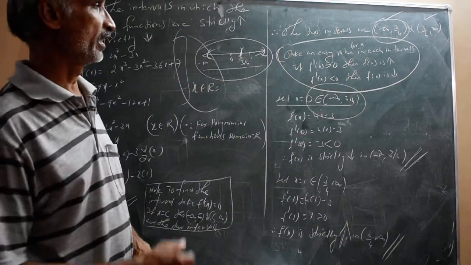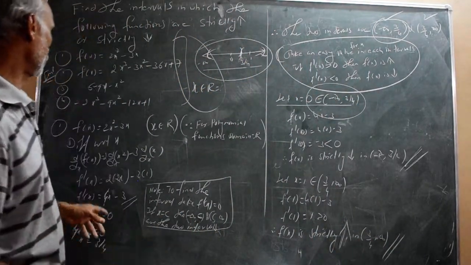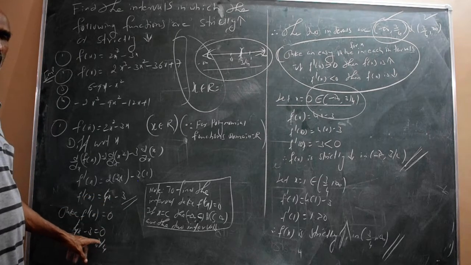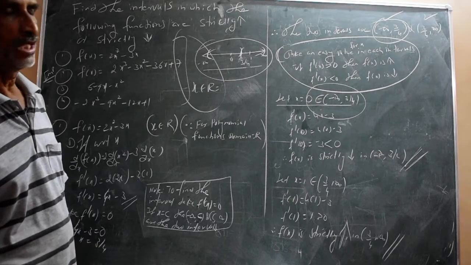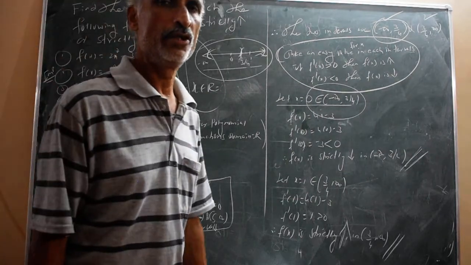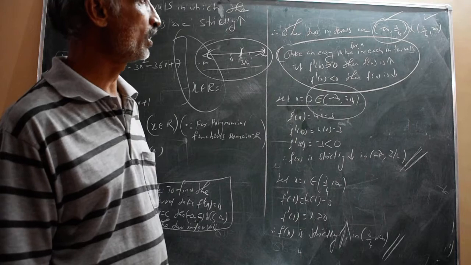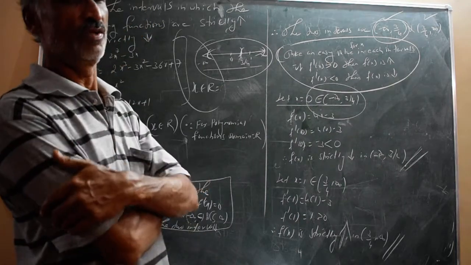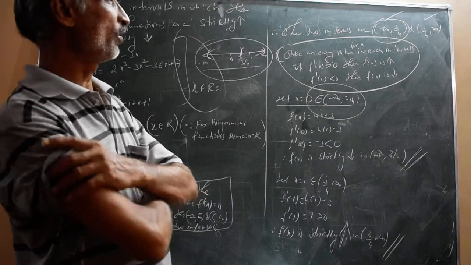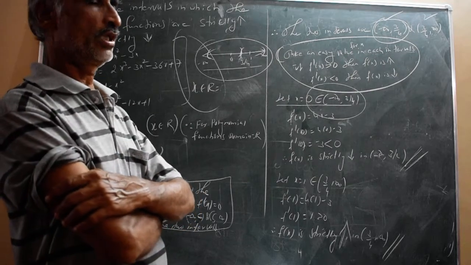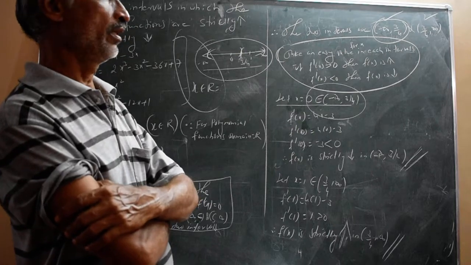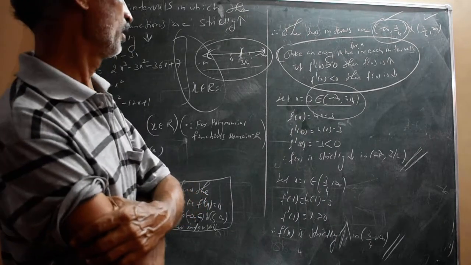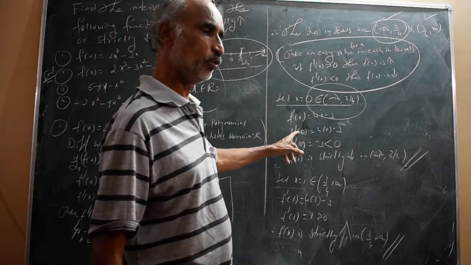Understood? After getting the x value by taking f dash of x equal to 0, divide the real numbers into two intervals: one is minus infinity to 3 by 4 and another is 3 by 4 to infinity. Intervals I got, but in which interval is it increasing or decreasing? To check it, take one easy value for x in each interval.